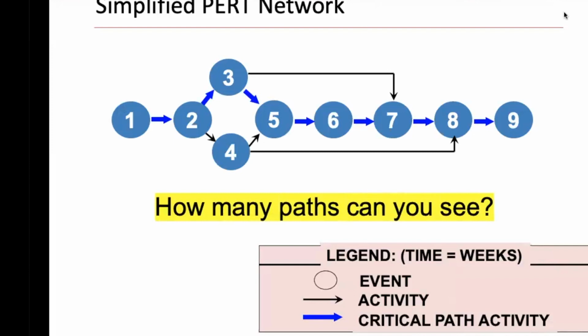How many paths do you see here, starting with 1 and ending with 9? 4. So there are 4 paths that you can follow, and this gets really complex really easily. You want to decide which path you are going to follow as a project manager, because some paths will take longer, some paths will be shorter, and that's what we're going to work on next week.